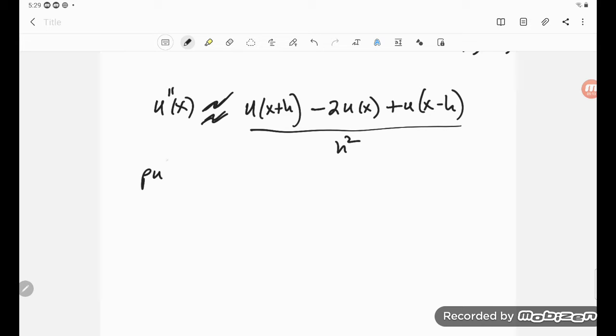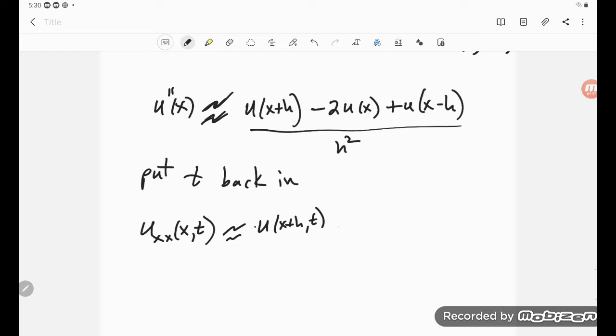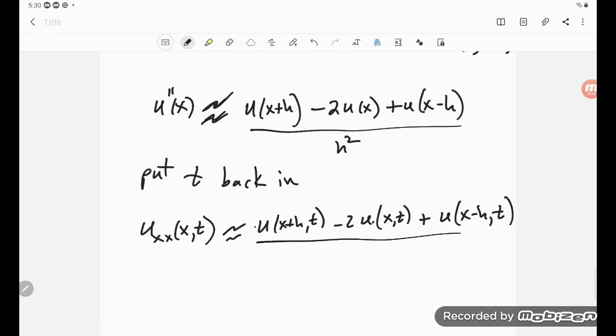Now I'll put t back in as a variable. And so instead of u double prime like this, I would write u xx of x and t is approximately equal to u of x plus h and t minus 2 u of x and t plus u of x minus h in t all over h squared. Okay, so now we would write it like that.